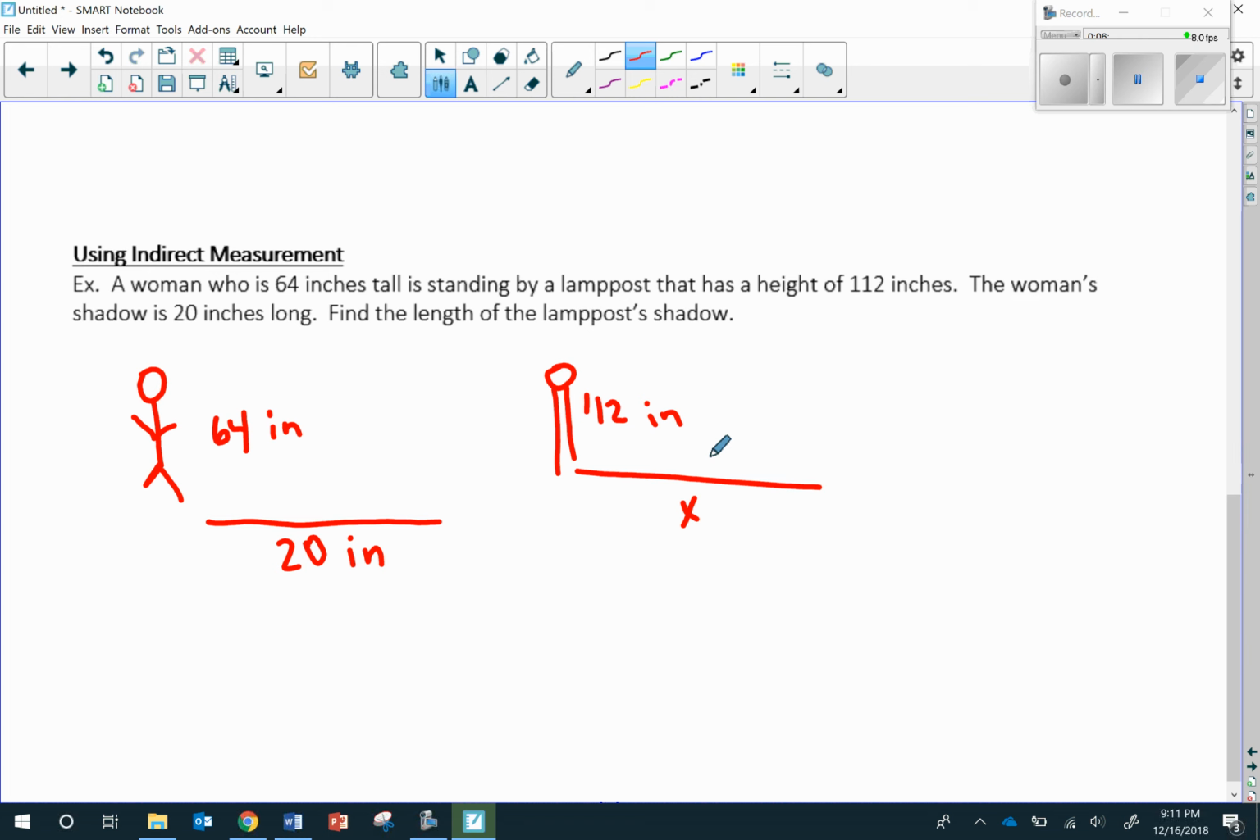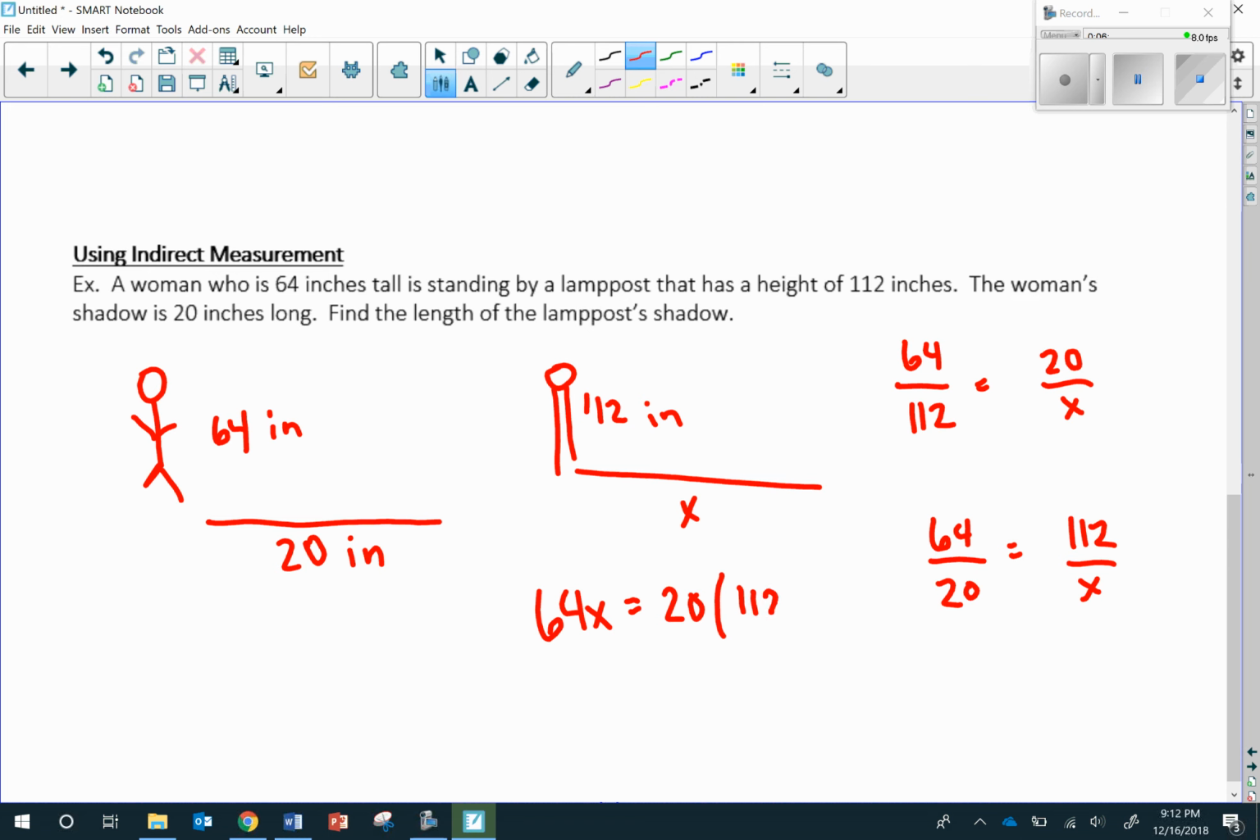So there's two different ways to do this. You can either set the height of the woman over the height of the lamppost equals the shadow of the woman over the shadow of the lamppost, or you could say the height of the woman over her shadow is equal to the height of the lamppost over its shadow. Either way that you set this up, you should get the same answer. So let's go ahead and use this one here. So we'll have 64x equals 20 times 112. That ends up being 64x equals 2,240. And when you divide both sides by 64, you have x equals 35 inches. So the lamppost shadow is in fact 35 inches.